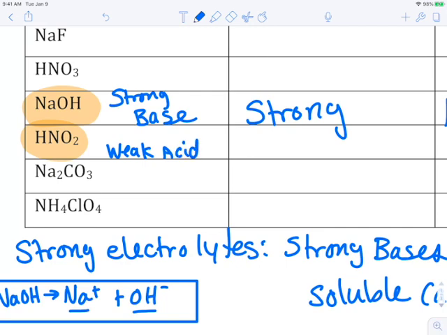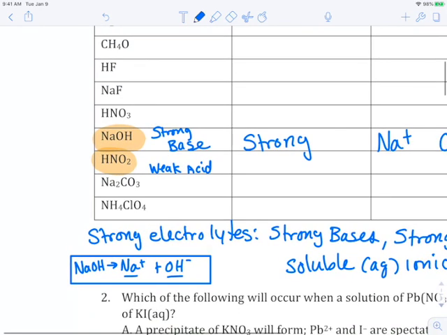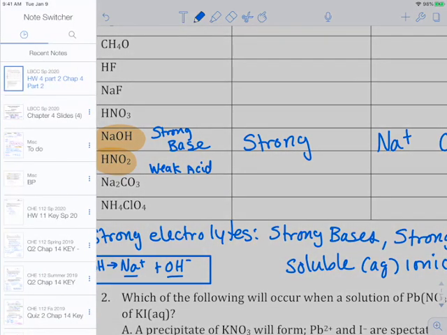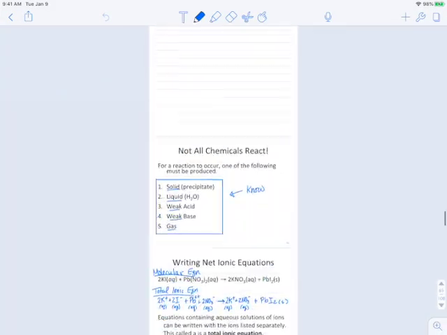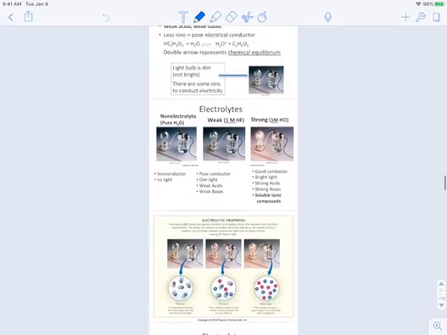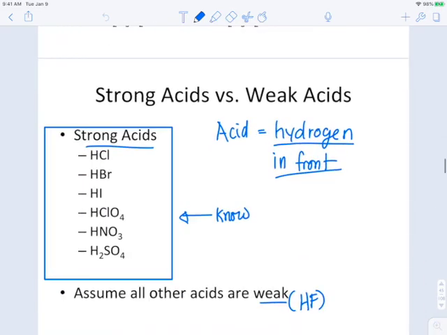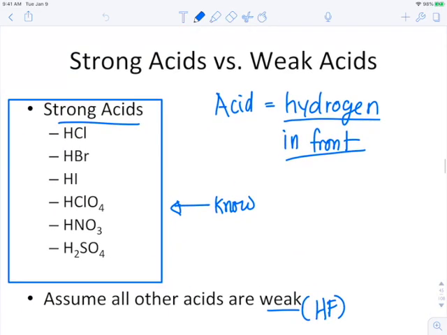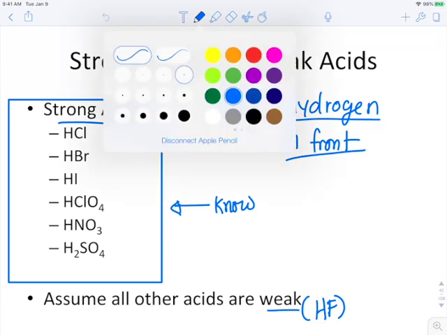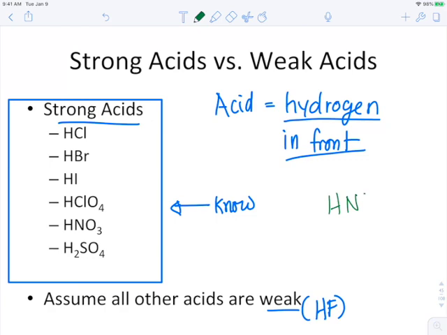All right, so you're going to know your weak acids in a similar way to your strong bases. We want to look at the list. All right, so way back here we looked at our strong acids versus our weak acids, and we said there were 6 strong acids, and if it is not on this list, it is weak. So the one we're just looking at, HNO2, would you all agree that it is not on the list of strong acids?